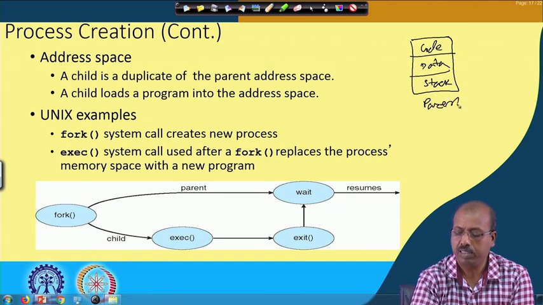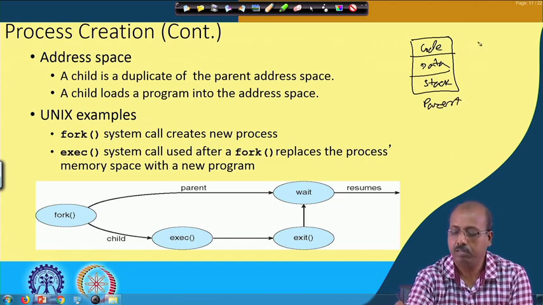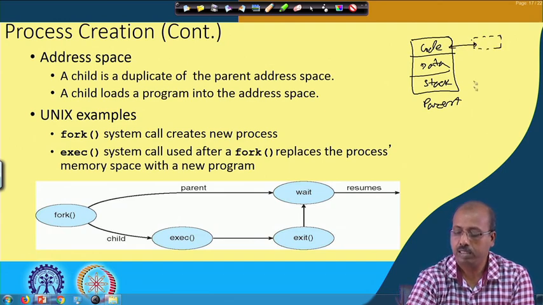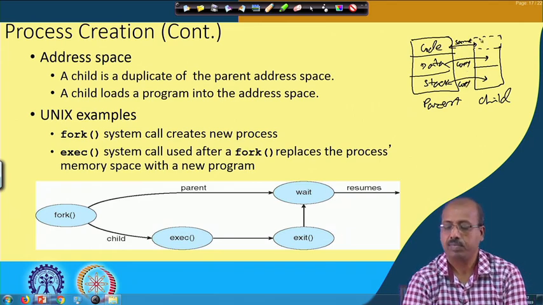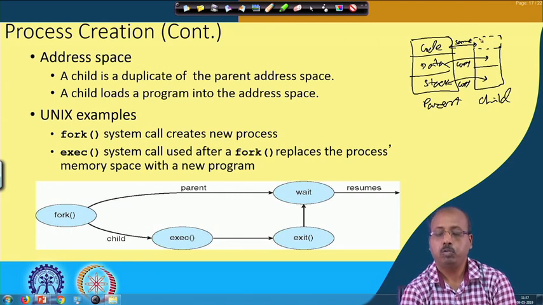Now, when the child process is created, it uses the same code segment; the code part is shared. But the data and stack are separate. They are new, but copied here. So, this is also copied here. This is a copy, this is a copy, and this is the same, that is shared. So, the code part is shared, but data and stack are separate.